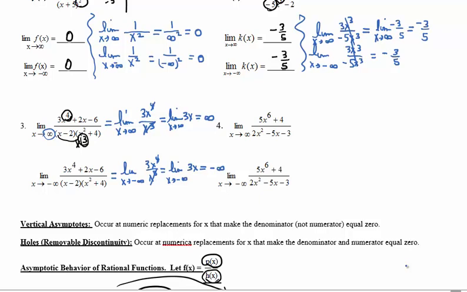All right, so let's look at another example with 4. All right, let's find this limit. I want to know the ends. It's end behavior because I'm going to infinity. The model would have us take 5x to the 6th. It has the most impact on the numerator, so it should be part of the model, over 2x squared.